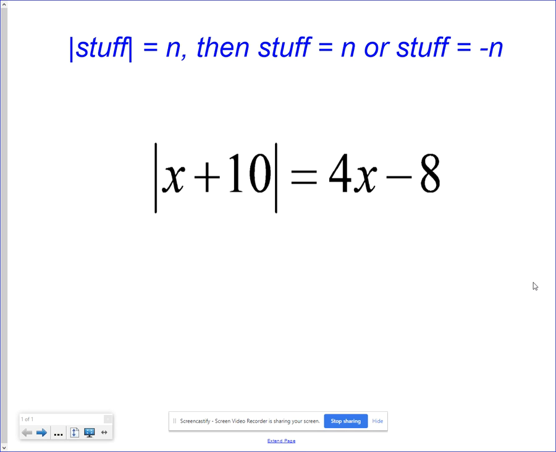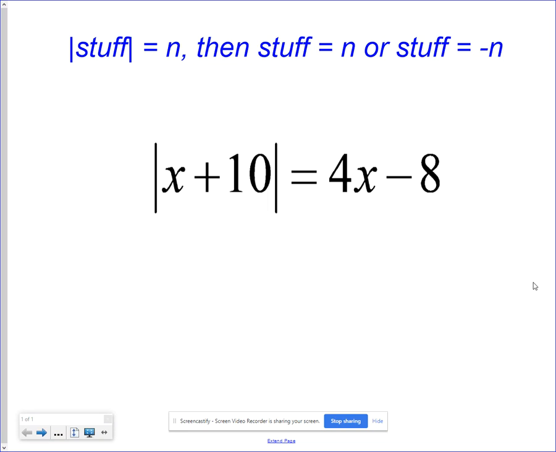Welcome back. Today we're going to look at how to solve an absolute value equation that involves more than one x. So you've seen in videos in the past that when you have the absolute value of stuff equal to a number n, then what you do is you take the stuff and set it equal to n, or you take the stuff and set it equal to negative n.